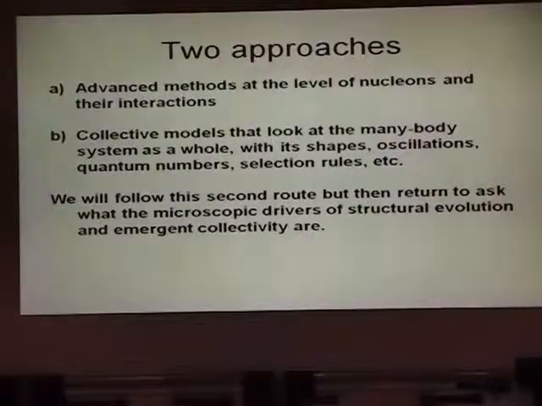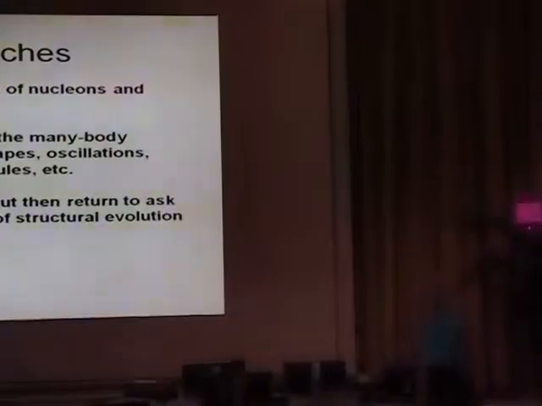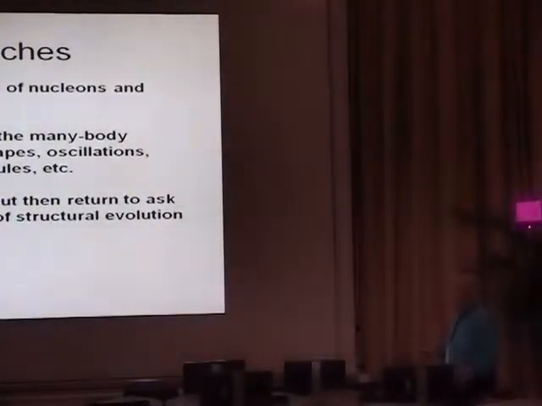Okay, so there are 2 approaches. Advanced methods at the levels of nucleons and their interactions, but the really rigorous way to do it only works up to about mass 12, so that's not going to help us too much. Collective models look at the many-body system as a whole, and instead of looking at what the individual nucleons are doing, they treat the nucleus as a thing and ask, what can it do? Can it vibrate? Can it rotate? Whatever. So think of it as a balloon. Maybe it can vibrate, or a balloon shaped like a cigar can rotate, things like that. So that's the approach of collective models, and that's what we're going to look at.